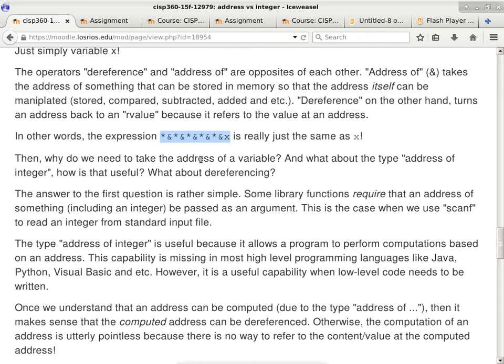This expression here, and you can definitely tell that this can extend indefinitely long, meaning you can have more asterisk and ampersand pairs. It's really the same thing as saying x. Because ampersand and dereference, or ampersand and asterisk, cancel out each other. Is that okay?